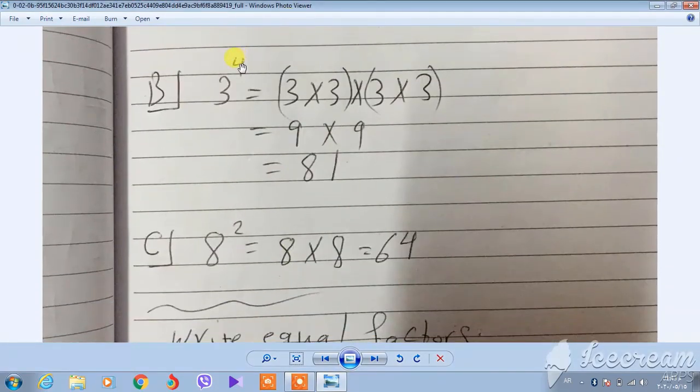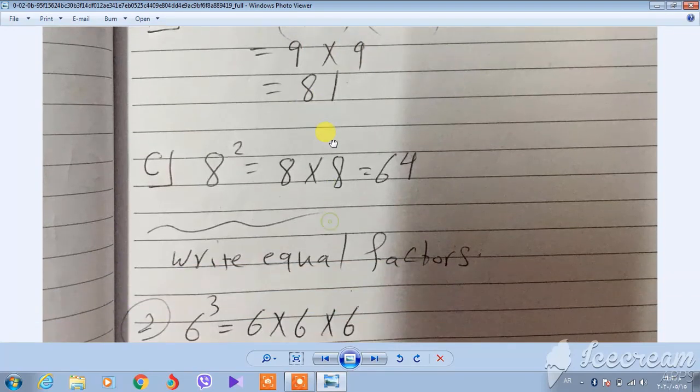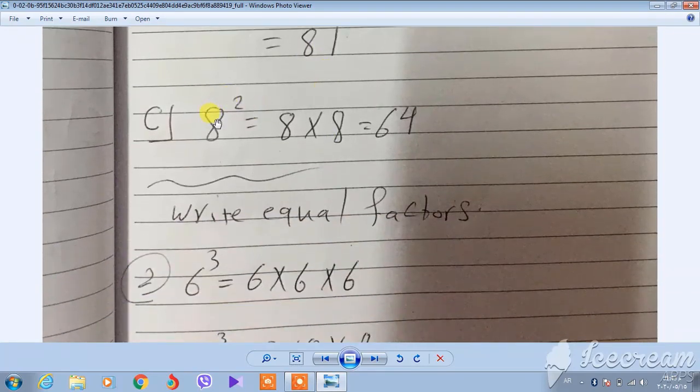Example B, we have the 4th power of 3 equals what? It equals 3 times 3 times 3 times 3, repeated 4 times, because the power or exponent is 4. And 3 times 3 equals 9. 3 times 3 equals 9. 9 times 9 equals 81. And example C, we have the 2nd power of 8. It means 8 times 8, repeated 2 times, equals 64.